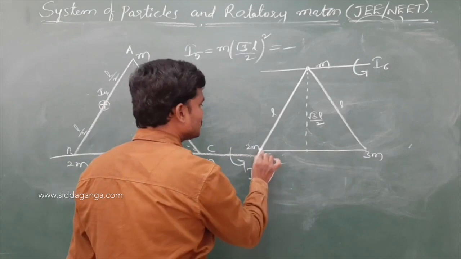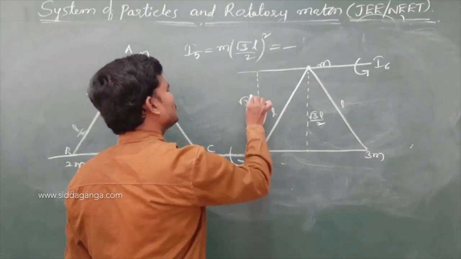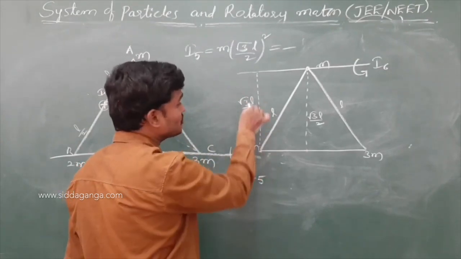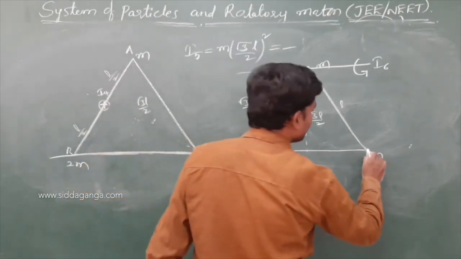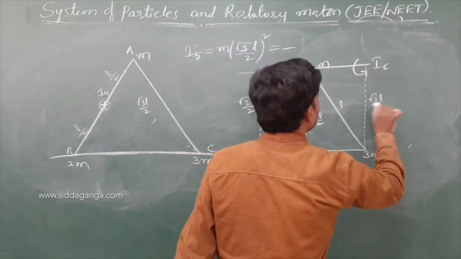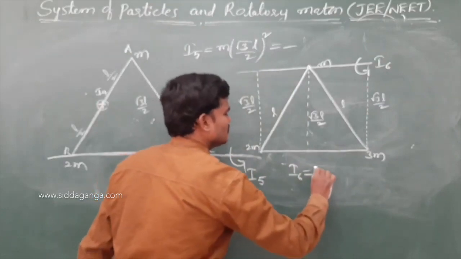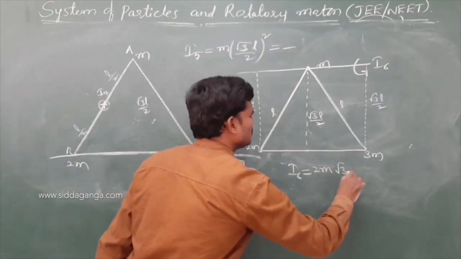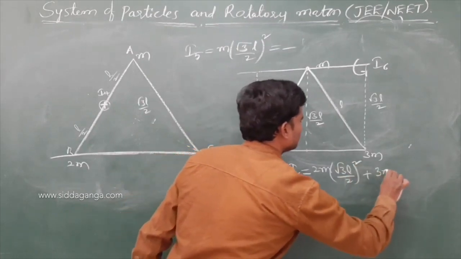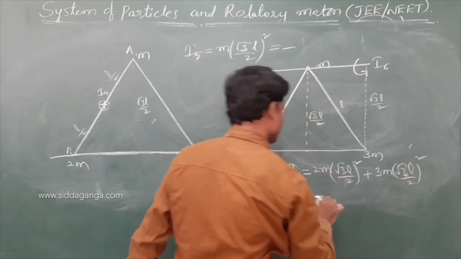And this is at what distance from the axis? This is also root 3 L by 2. So 2m is at a distance of root 3 L by 2. Of course, 3m also is at a distance of how much? Root 3 L by 2. Then I6 equals 2m (root 3 L by 2) square plus 3m (root 3 L by 2) square, and do the simplifications.